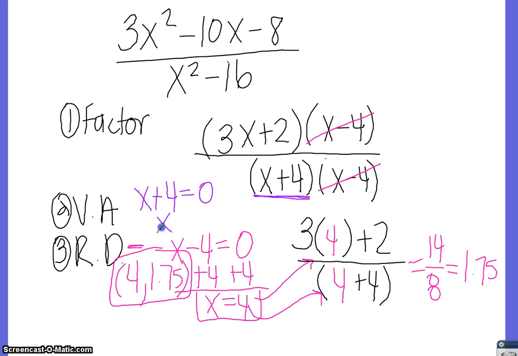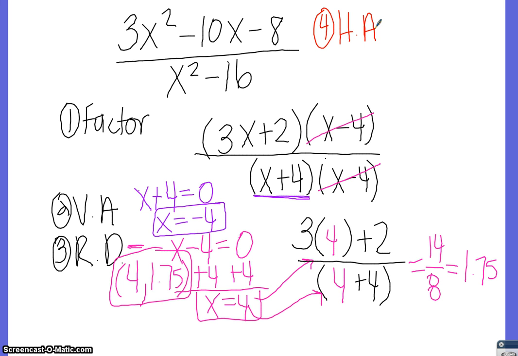So here I subtract 4, and I get x equals negative 4. Then I also have to find the horizontal asymptote. My next step is going to be to find my horizontal asymptote. Now remember, I have to follow the rules.